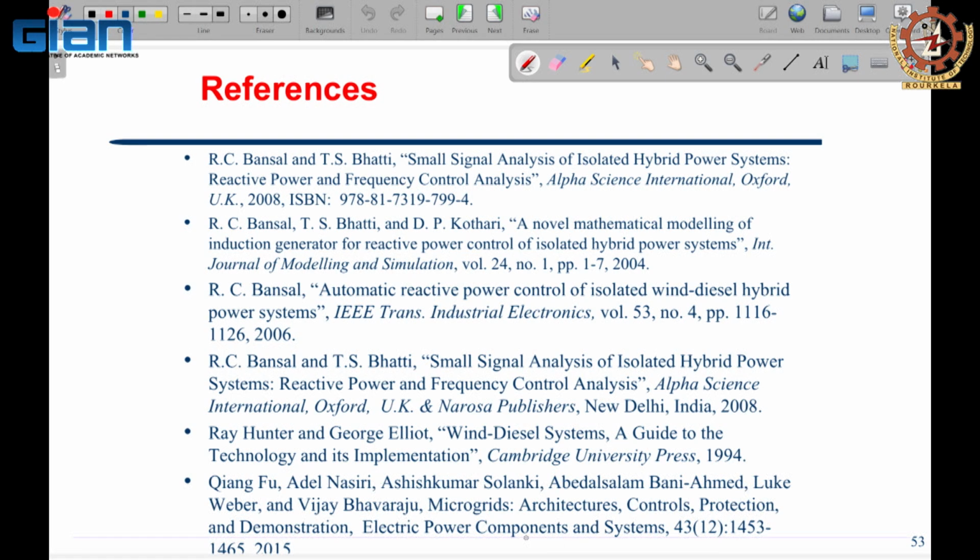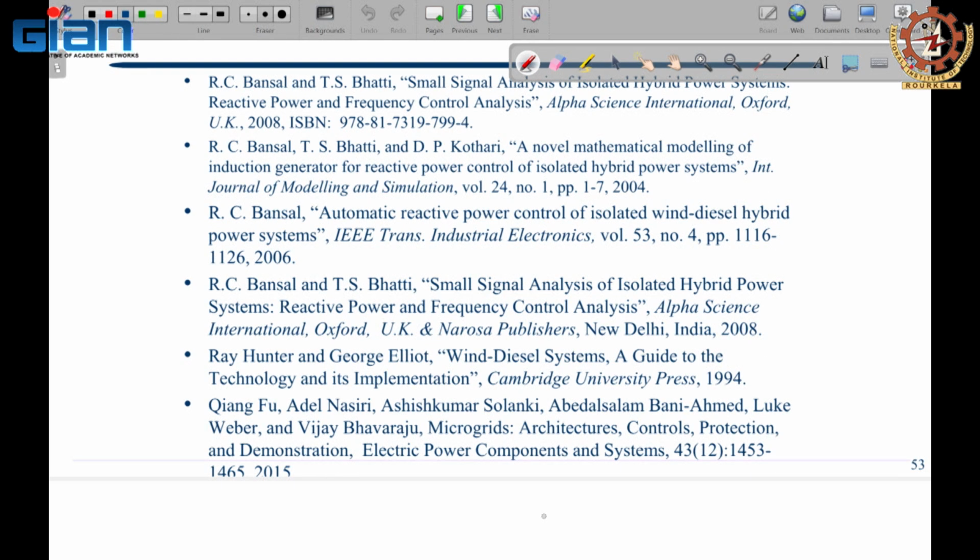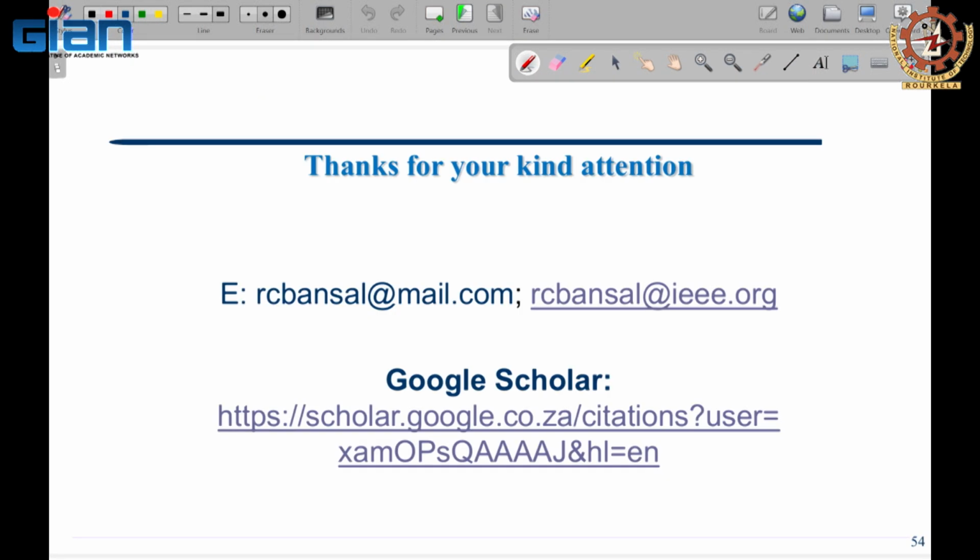Then as I mentioned, in Electric Power Components and Systems, there is a special issue, although it is a little bit old, but you can see the microgrid architecture, controls, protection and demonstration. So this way we are at the end of this session. It took a little bit longer, but I wanted to go at a little more pace with this session. So we will just stop for this session.